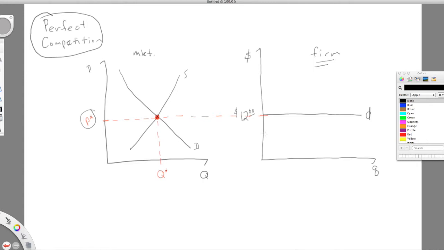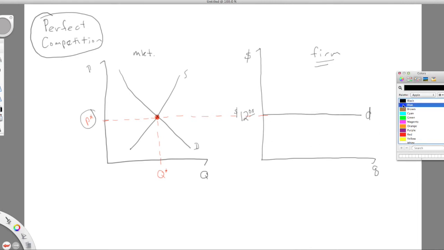Likewise, if I decide I'm going to sell, say, at 10, that's great. A lot of people will come and buy from me, but I'll run out of corn before I run out of customers. And so selling at 10 just means I leave $2 per bushel on the table. So I can't sell for a higher price. There's no reason I would want to sell for a lower price. I simply have perfectly elastic demand at the price of $12.